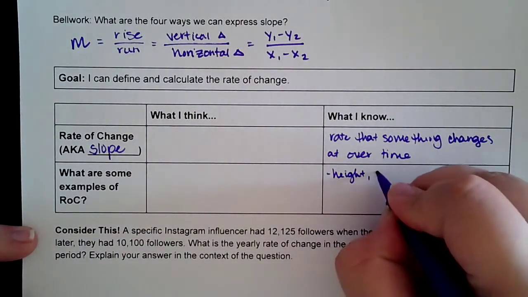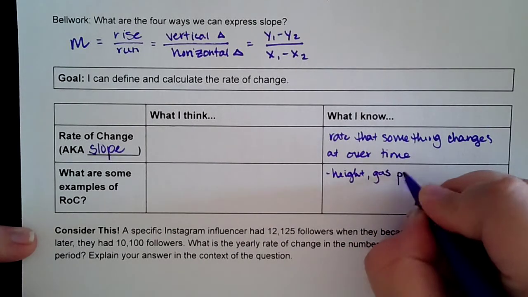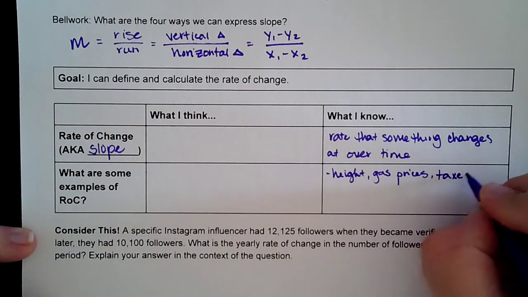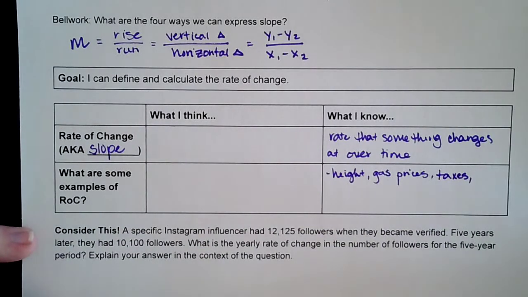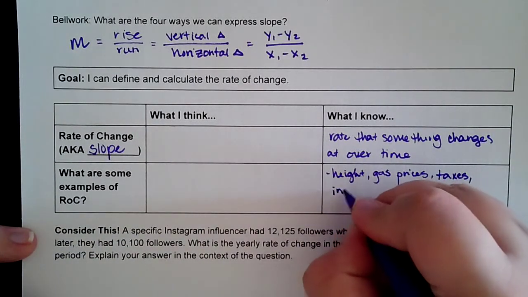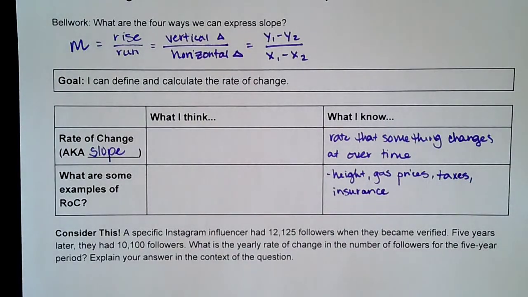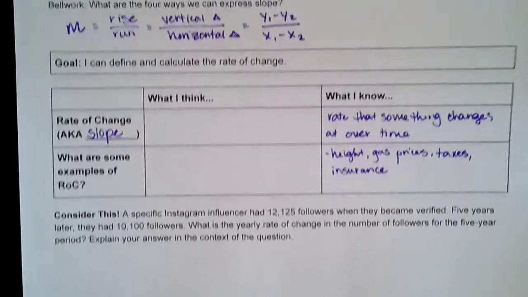Another one would be gas prices. Those change over time, and they change at different rates. You've got your in-store prices, your clothing prices. Taxes are technically a rate of change. Your insurance. Those are all different examples of rate of change. If you want to put more, go ahead. I'm going to leave it there for now.